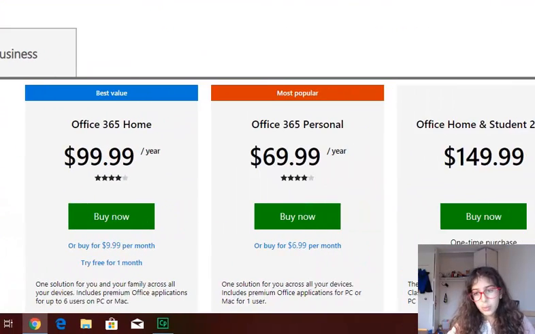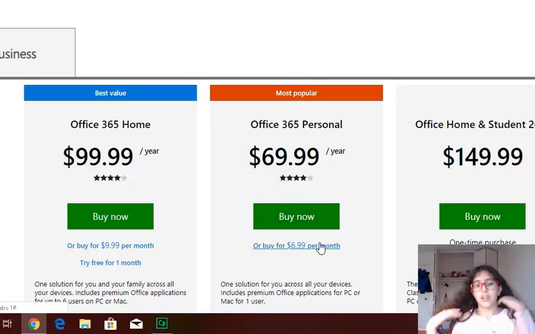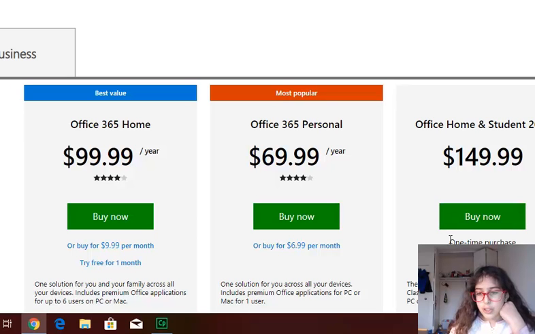Unlike these, it's way more expensive. Especially for student, it's a lot. It's very expensive. But for student, there's no rent. It's only a one-time purchase. So that means you just buy it and you don't need to rent it or stuff.